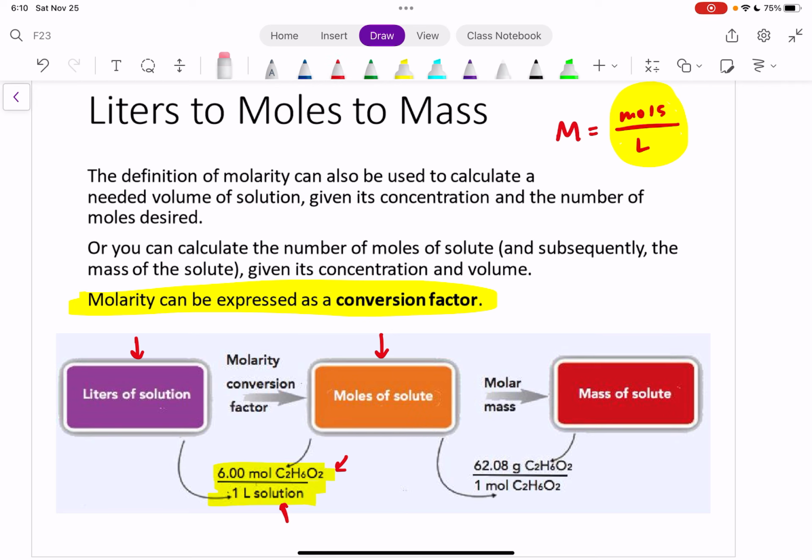You can also flip this, right? With any conversion factor, as always, you can flip these. And you can say, well, if I'm in moles and I want to get to liters, I can put liters on top and cancel out my moles, and I'm left with liters. So you can use this as a conversion factor. Big stars next to this because it's very helpful.